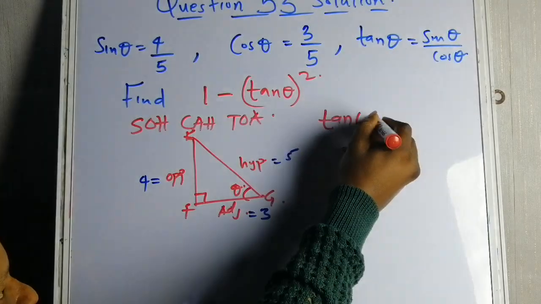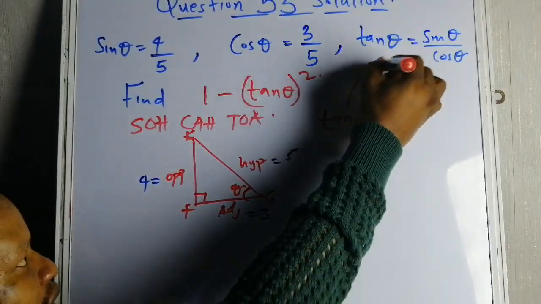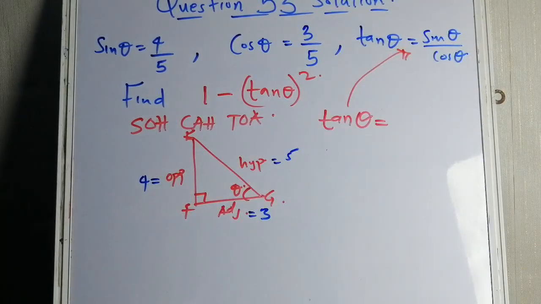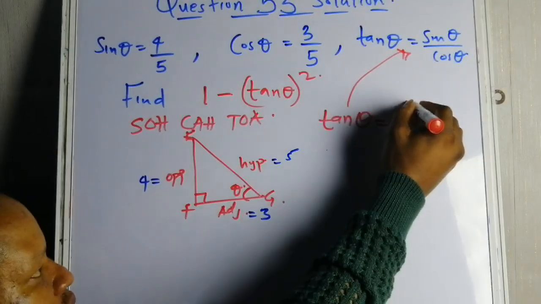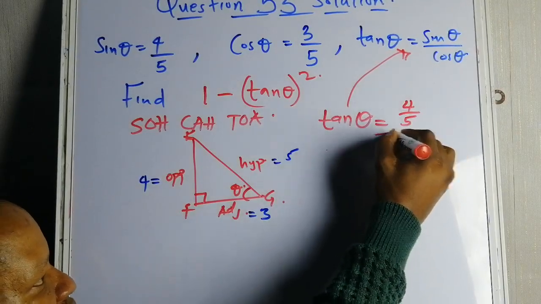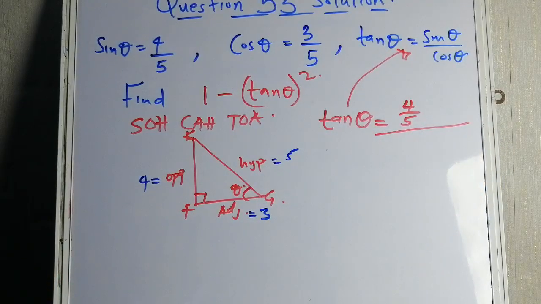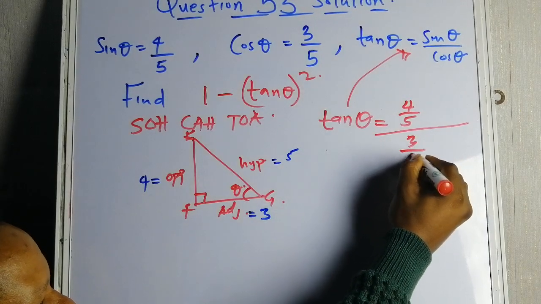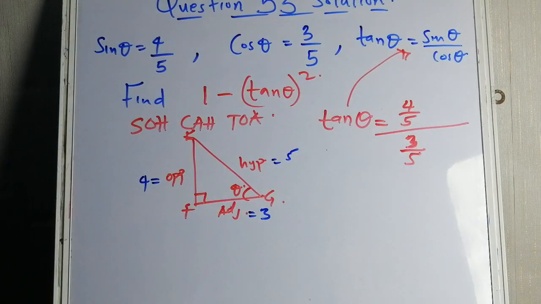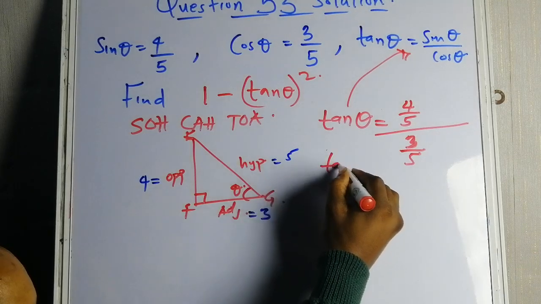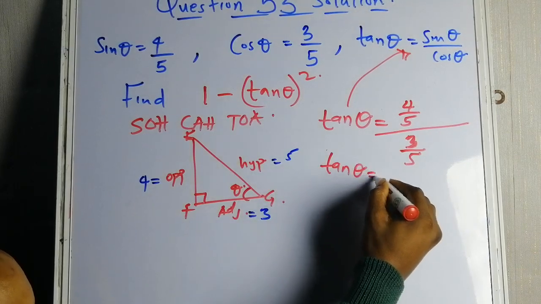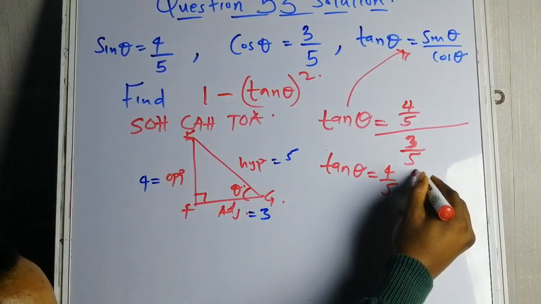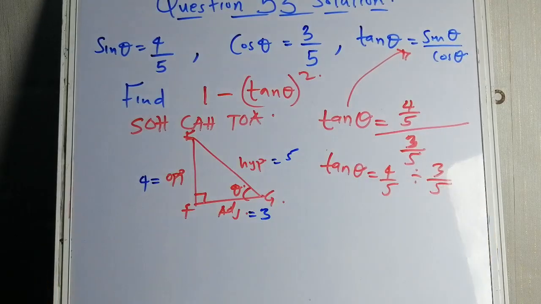So the question I need to ask myself is just to find my tan theta. What's my sin theta? My sin theta is 4 over 5, divided by my cos theta, which is 3 over 5. Don't forget, I can change my long division to short division. So my tan theta will now be 4 over 5 divided by 3 over 5.